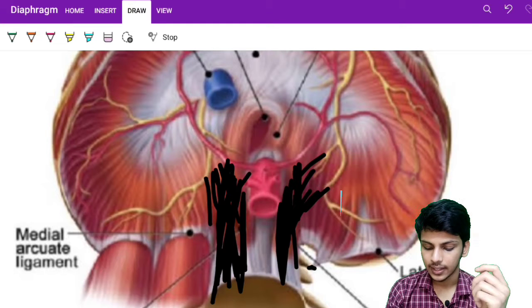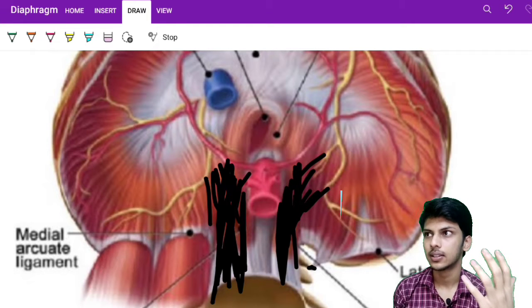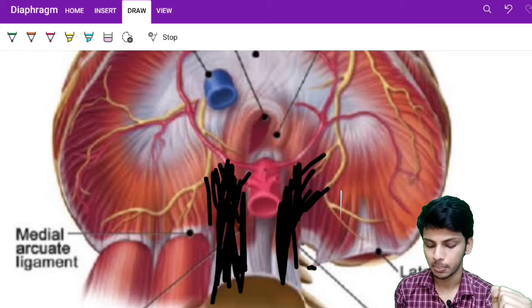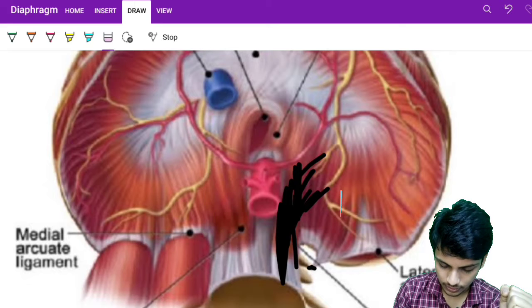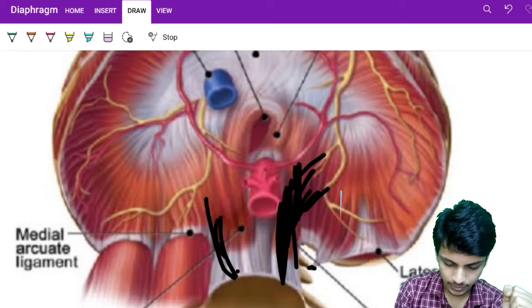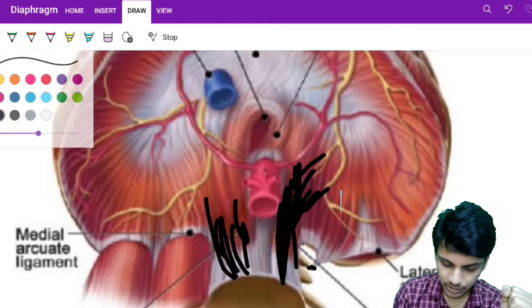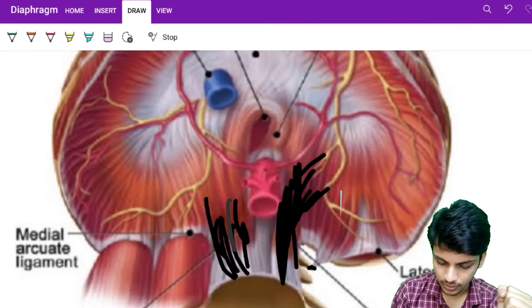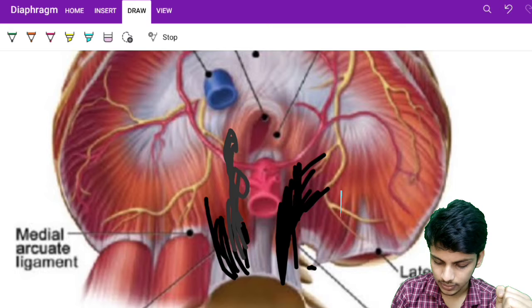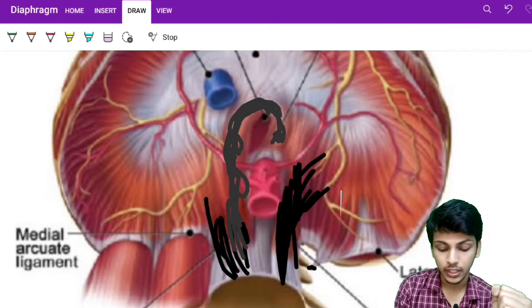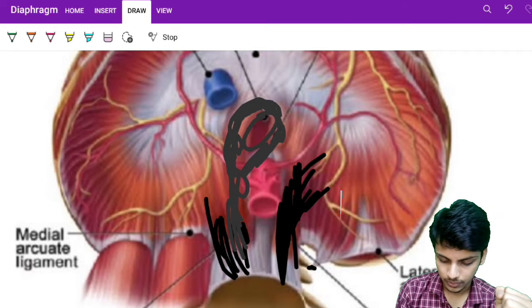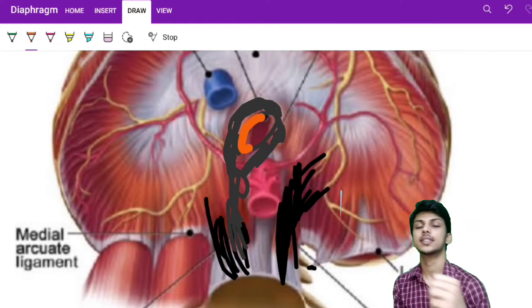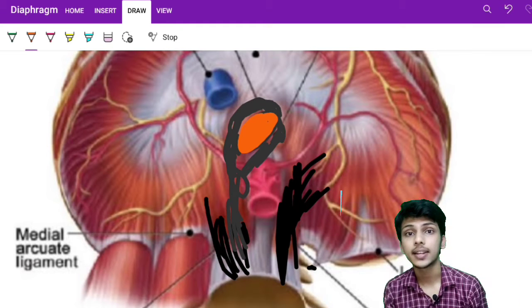And you know, guys, the right crus is really interesting, because of the medial fibers of the right crus. I'll draw it in a different color. This is basically the general fibers of the right crus, and this is the medial fiber. It's going like this and forming an arch, and it's covering the esophagus. This is the esophagus here. It's covering the esophageal hiatus basically.